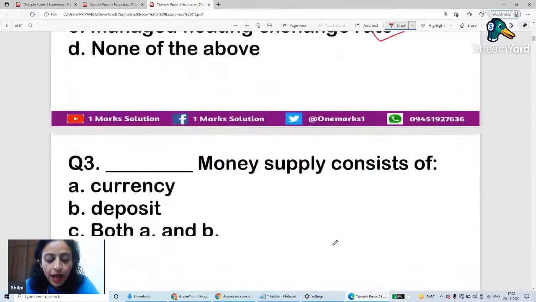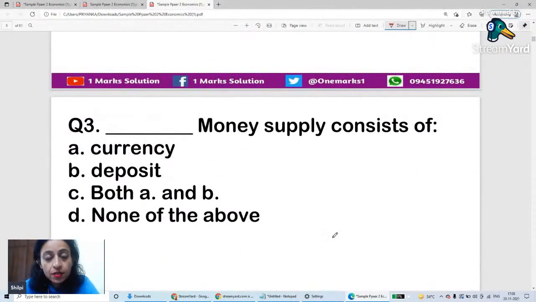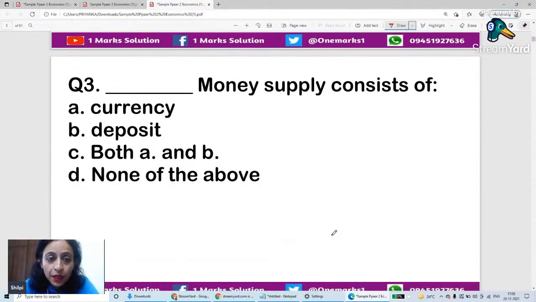Question 3, dash money supply consists of. Now, money supply consists of dash. What is it? Money supply, the currency and the deposits with commercial banks are both included in the money supply, which is also termed as high powered money, right? So we'll go for option C, both A and B.